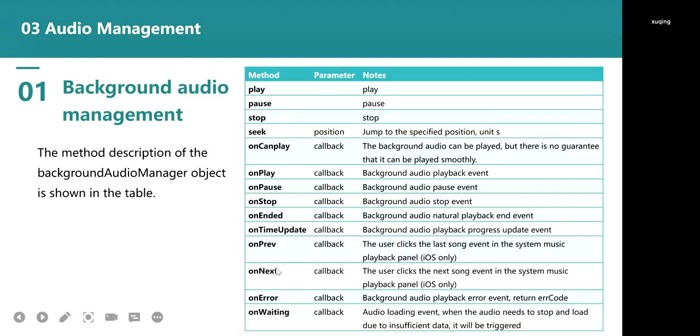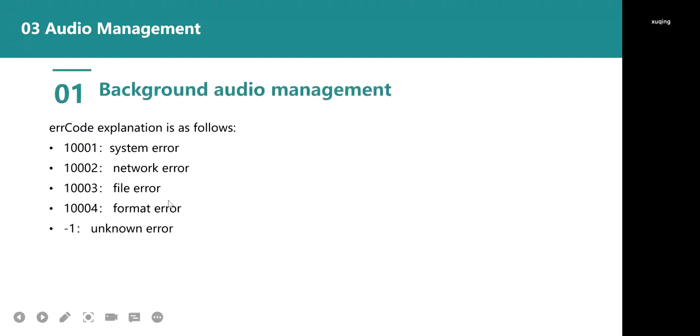Here we see that onError can return an error code. We have some explanation of this error code: system error, network error, file error, format error, unknown error. These are the different errors.